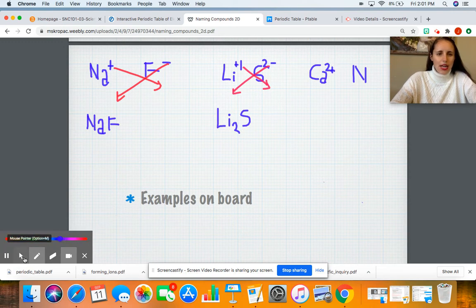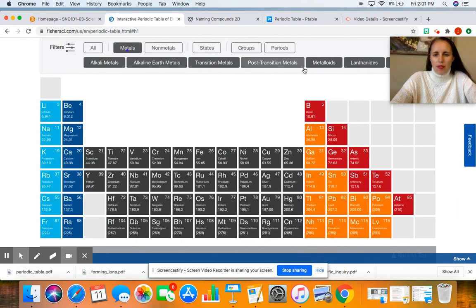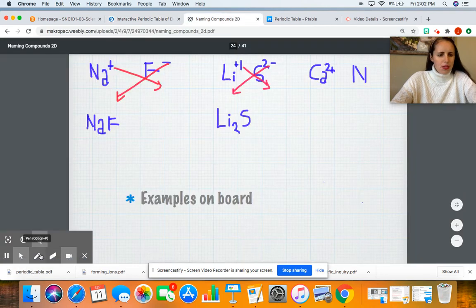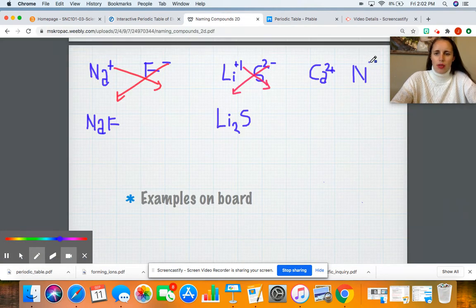I'm then going to go back to my periodic table. I'm going to find nitrogen. Nitrogen is a nonmetal, and it's over here. Nitrogen has a charge of -3, right? -1, -2, -3. So it's found right here. So I'm going to record my charge of nitrogen as 3-.